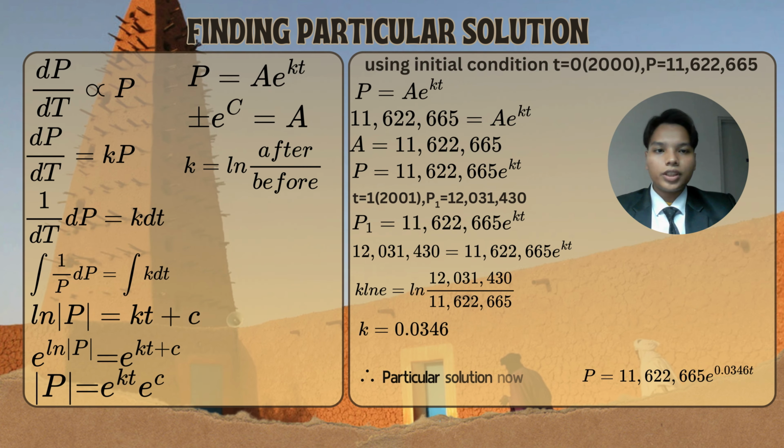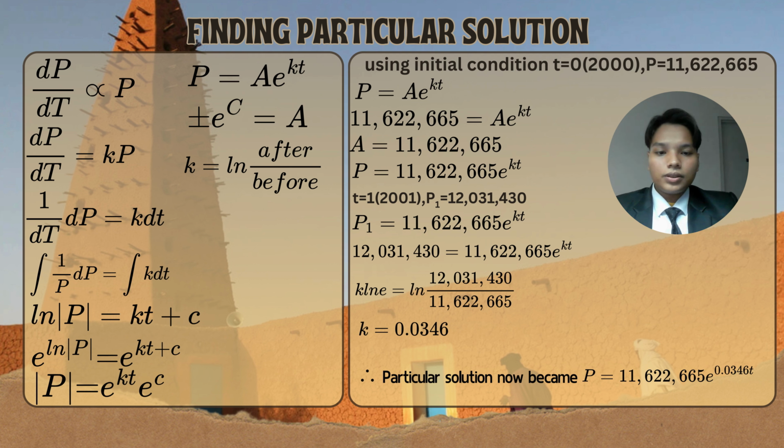To find a particular solution, we're given this equation for population growth, dP/dt equals kP. Step 1, we separate, integrate and simplify the equation, which gives us the general equation P equals A e^(kt). Step 2, we use the first data point at t equals 0 and P equals 11,622,665 and plug it into the equation, which gives us A equals 11,622,665. Now our equation is P equals 11,622,665 times e^(kt).